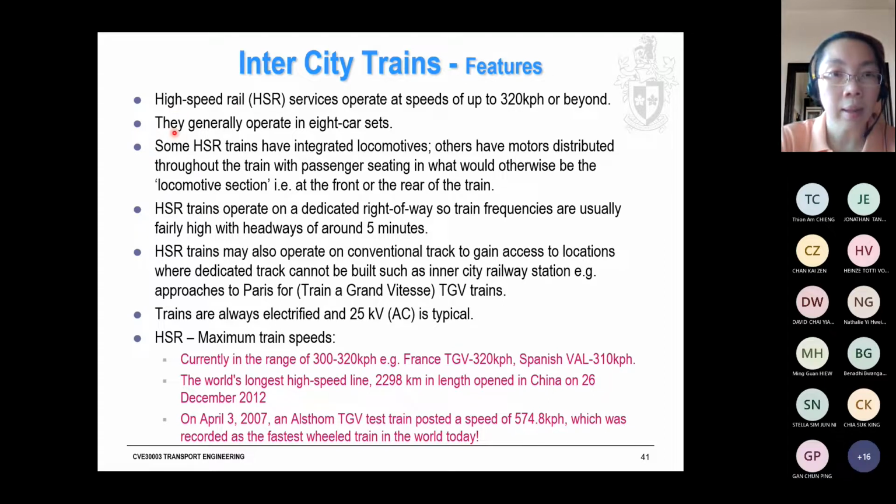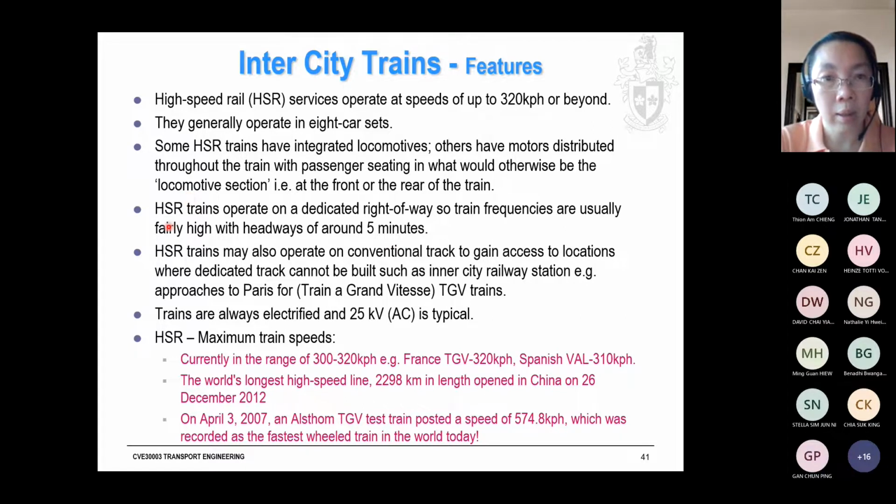And if you are using HSR, they generally operate in 8-car sets. And some HSR trains have integrated locomotive. Okay, others have motors distributed throughout the train with passengers sitting in what would be otherwise the locomotive section. Okay. Yeah, so HSR trains operate on the dedicated right-of-way. So train frequencies are usually fairly high, about 5 minutes once. Yeah. So the control system must be really good, because then you have to ensure that about every 5 minutes you have HSR arriving at the station.